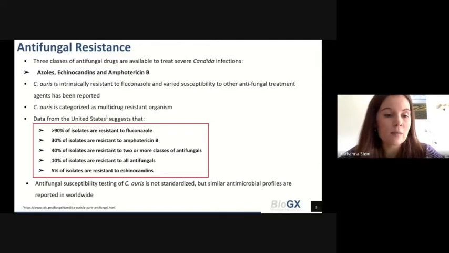The antifungal susceptibility or the resistance patterns vary in different geographical regions, depending on which strains are circulating or which drugs are being used. But it can be assumed that this data shown from the United States can be projected to other parts of the world, and that those profiles are reported worldwide.